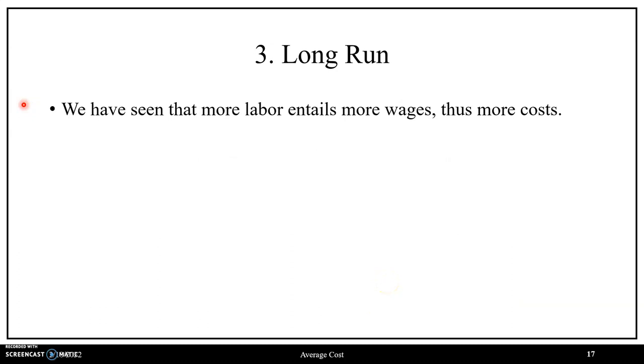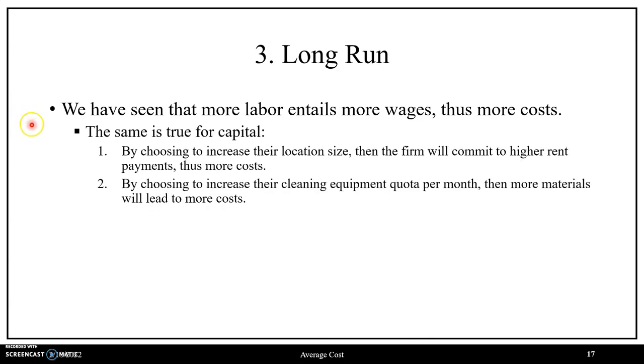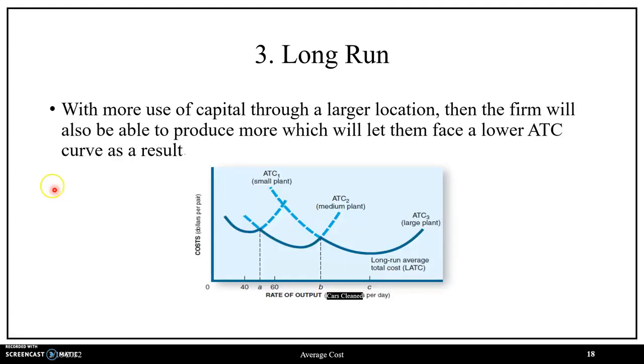With this variable choice in capital now, we have seen that with variable labor, more labor entails more wages, thus more costs. The same will be true with capital, in that by choosing to increase their location size, the firm will have to commit to higher rent and will face more costs as a result. Likewise, if they choose to increase their cleaning equipment quota per month, then more materials will lead to more costs. With more use of capital through a larger location, the firm will also be able to produce more, which will let them face a lower average total cost structure than they could before.